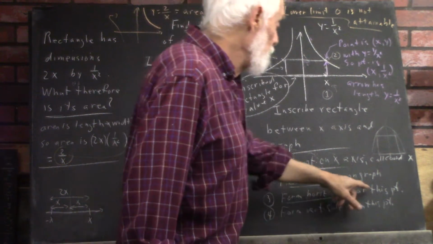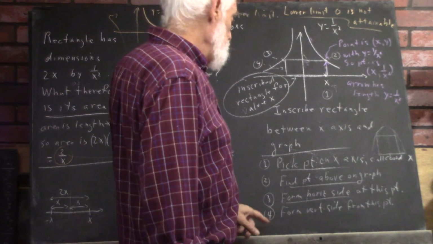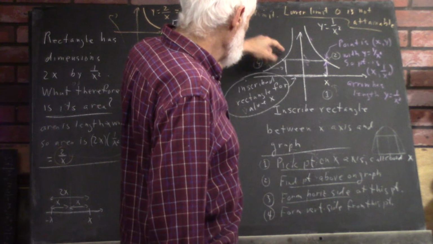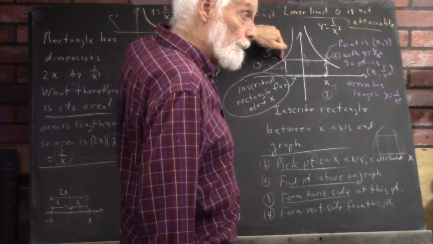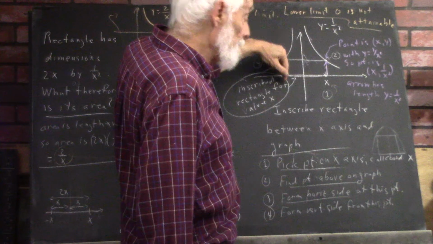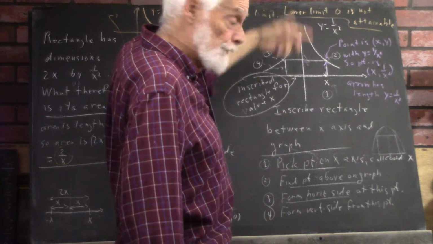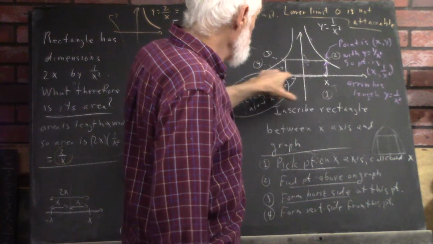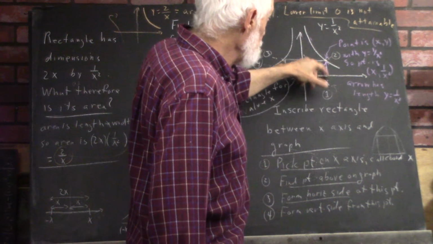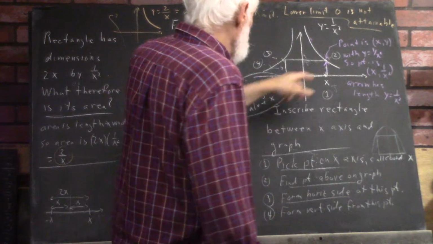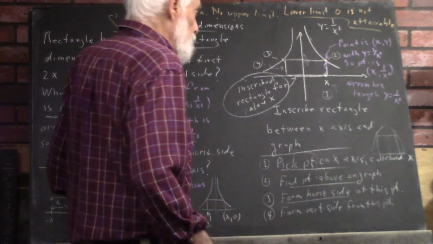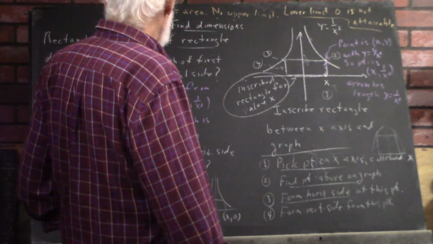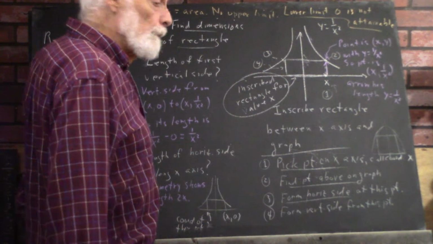So we form that side at this point, and then we form a vertical side from this point implicitly down to the x-axis, because that's where the next point has to be. There it is. And then the fourth side, of course, is along the x-axis. The first side would have been the side from here to here. So now we've got our rectangle, and we've got to figure out its area in terms of x. To find the area, we better find the dimensions.